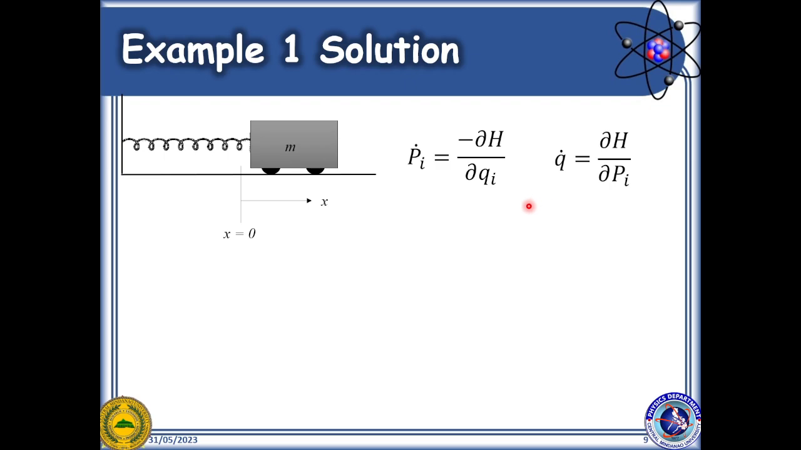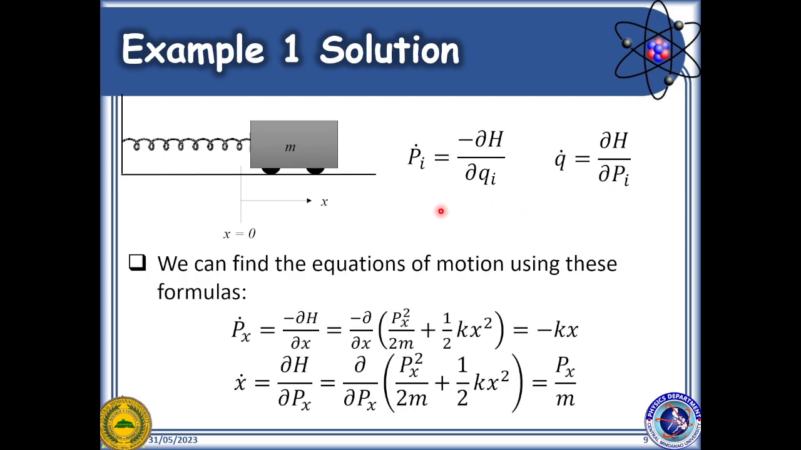So for p dot i, that is equivalent to p dot x, that is just the negative partial derivative of H with respect to x. We get minus k x. And x dot is just the partial derivative of H with respect to px. So we get px over m.